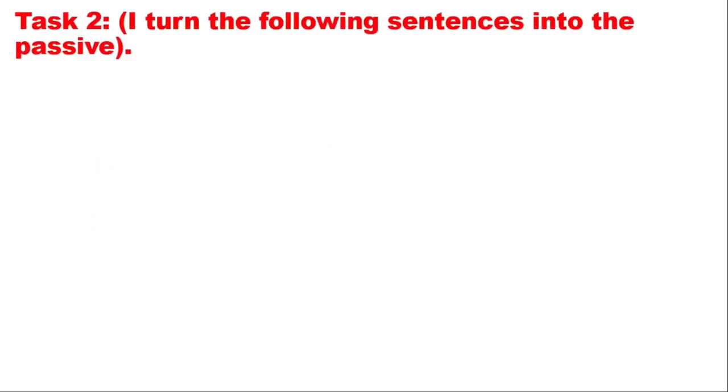Alright, now after finishing task number 1, we move to task number 2. Alright, task number 2, turn the following sentences into the passive. Very good, so let's check sentence number 1. Thomas Edison invented the phonograph in 1877. Very good, so this sentence is in the past simple, right? And it's in the active form.